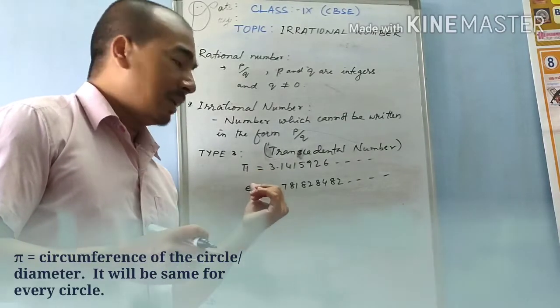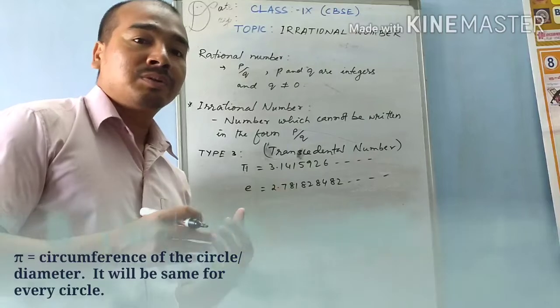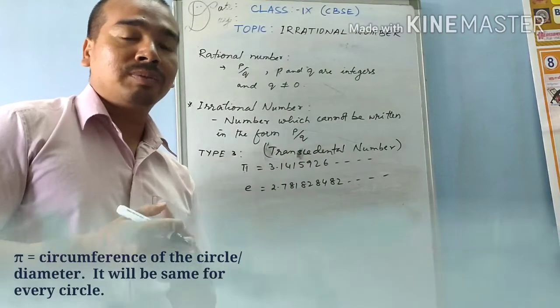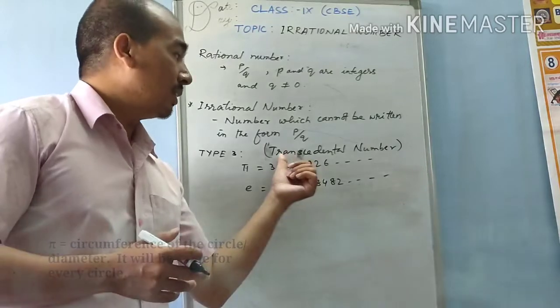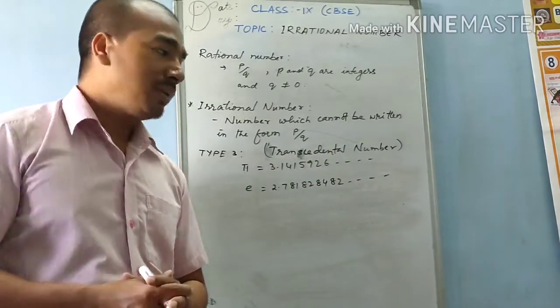Okay. Another one is Euler's number. Euler's number is also like that. Finding the value of it gives one constant number. That value, what do you call it now? A transcendental number.